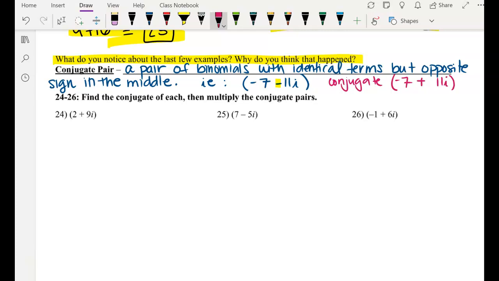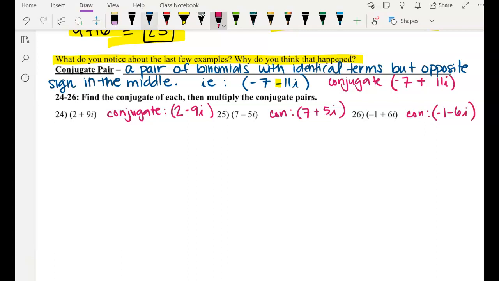Last example of this section, 24 to 26 says, find the conjugate of each, then multiply. So the conjugate, let's spell it out first, okay? Conjugate, because if we had to answer the question, remember the sign is the opposite. So 2 plus 9i is now 2 minus 9i. 7 minus 5i, the conjugate would be 7 plus 5i. Negative 1 plus 6i, students, so the conjugate would be negative 1 minus 6i.